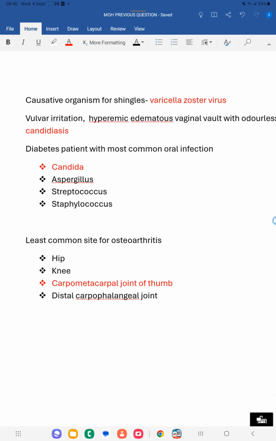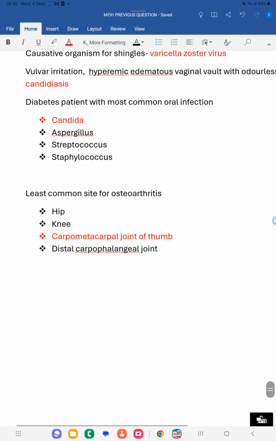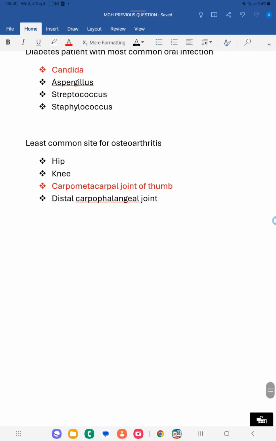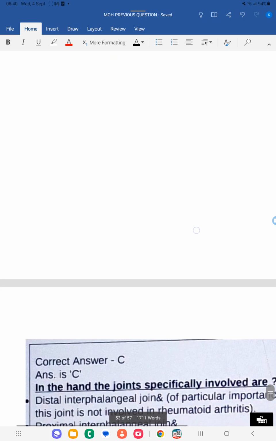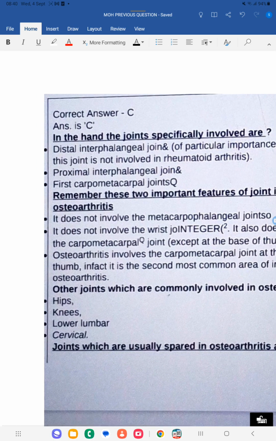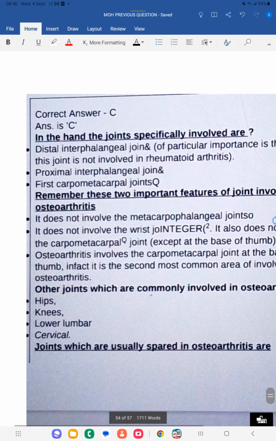And then another one is the least common site for osteoarthritis. This one question was there. So the answer is carpometacarpal joint of the thumb area. Here you don't get OA as much. In the hands, specifically the distal interphalangeal joint, then the proximal interphalangeal joint, and the first carpometacarpal joint.